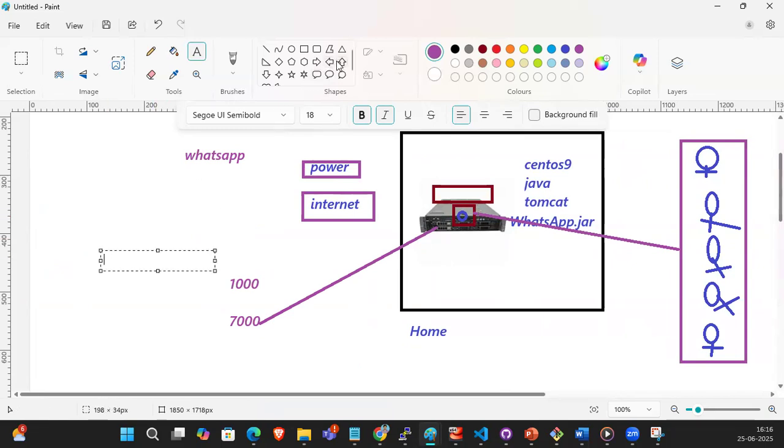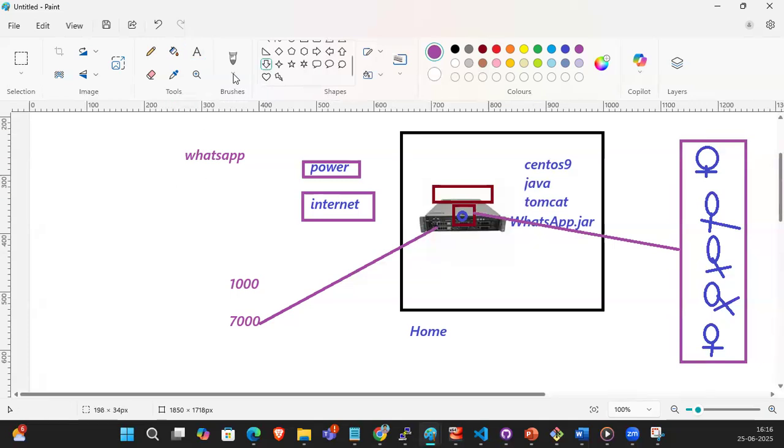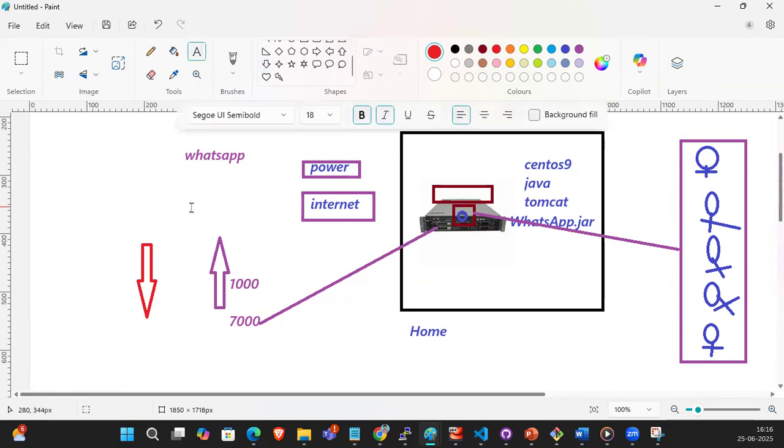So in the first week it increases from 1,000 to 7,000. In the next week, it reduces from 7,000 to 3,000. So now only 3,000 people are accessing our website. This is our website. So we need a solution.